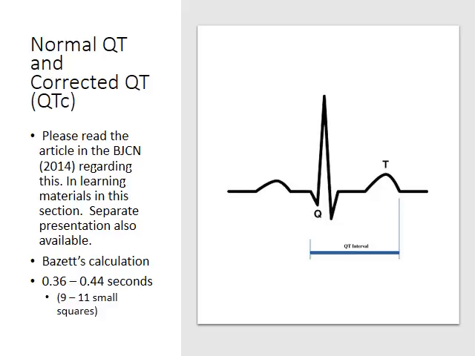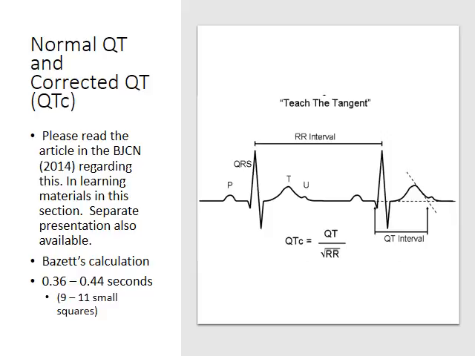When considering the QT interval, we have to be mindful of the influence of heart rate. If the heart rate is not 60 beats per minute, then the QT measurement should be corrected. Bazett's calculation is the commonly used technique. In the learning materials there's a very good article about QT calculation. Have a read of that and how Bazett's calculation is used in practice.